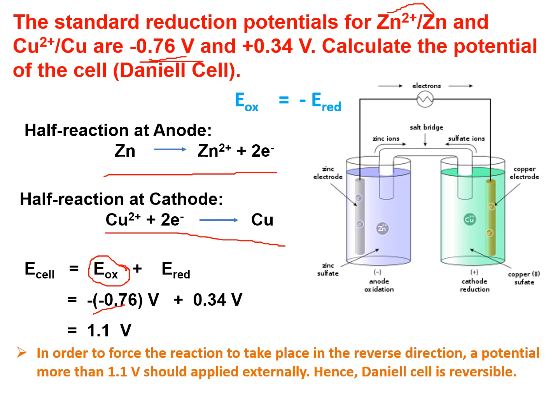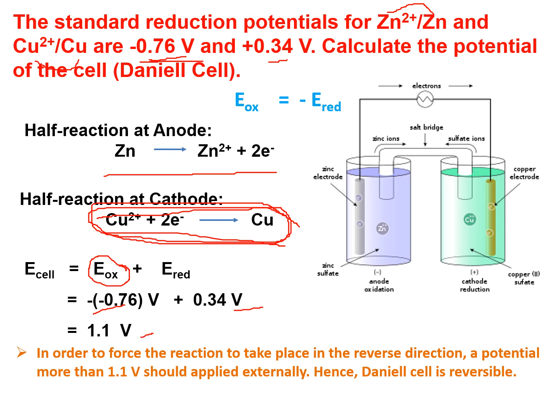And for Cu2+ to Cu, it is a reduction potential value. So we can see in this reaction, it is a reduction process happening. So without changing the sign, we directly use this value. So simply we'll get 1.1 volt.